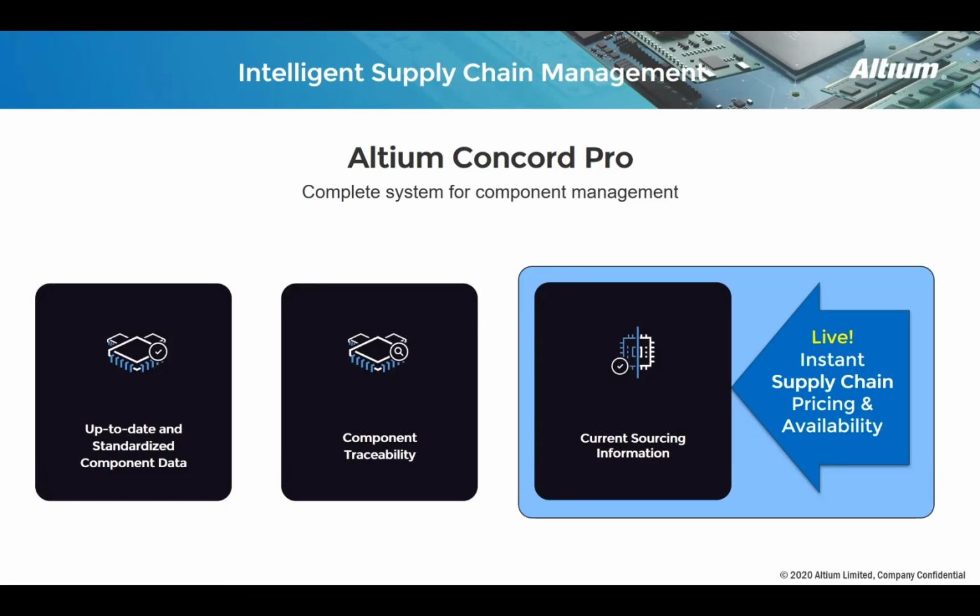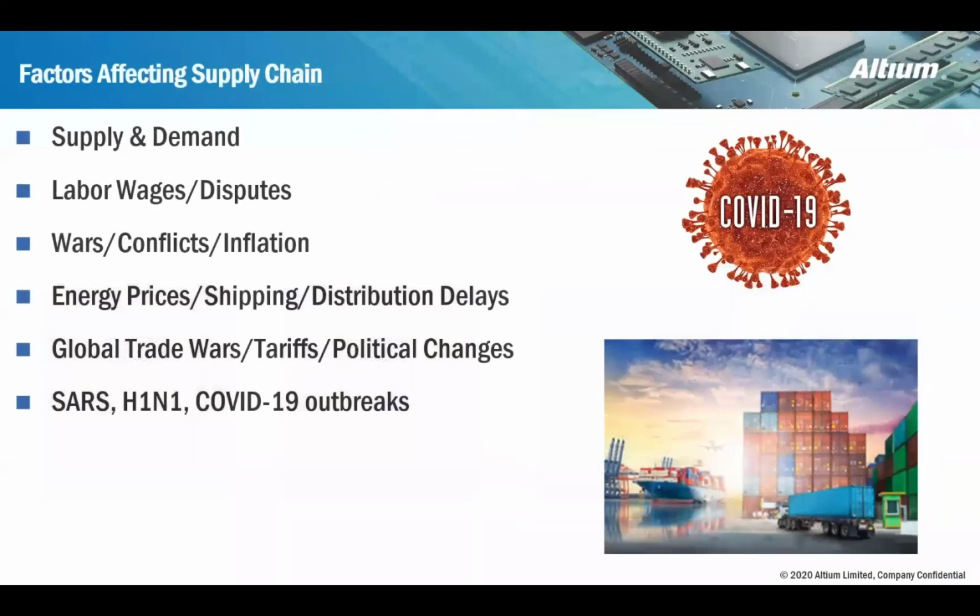Concord Pro is a complete system for component management available both on premises or on Altium's cloud-based platform, A365. It has a standardized approach to the organization of libraries. It also has up-to-date information about components, availability, cost, alternatives, and current status. We're going to focus on the last aspect today.